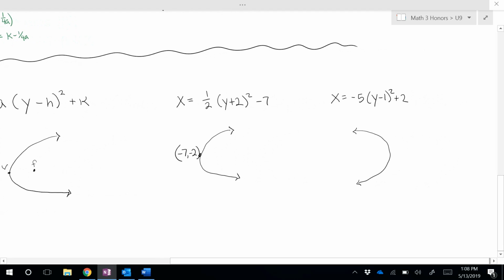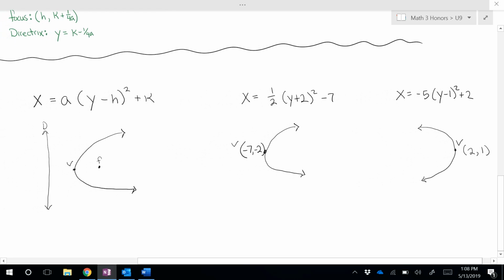And for the second example, what would our vertex be? 2, 1. Okay, so I'll put V for vertex on these. So in general, what can we say about our vertex? If this is the form, our vertex would be k, comma, h. Good. How about our axis of symmetry or line of symmetry? An equation, it's this line right here, cuts it right in half.